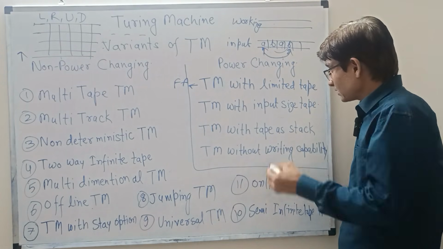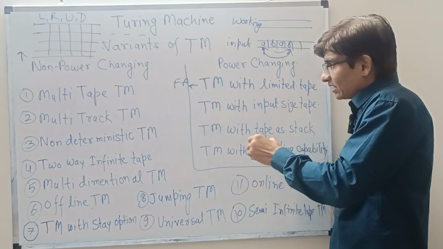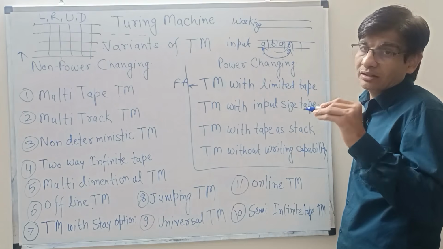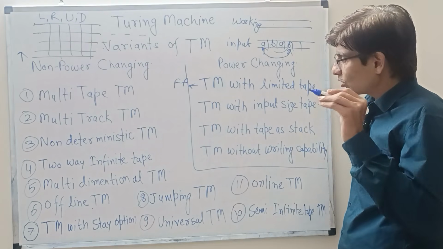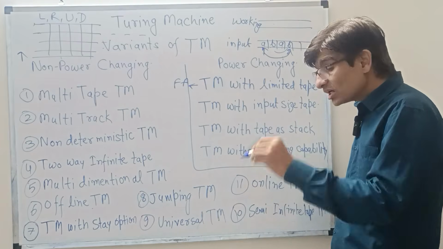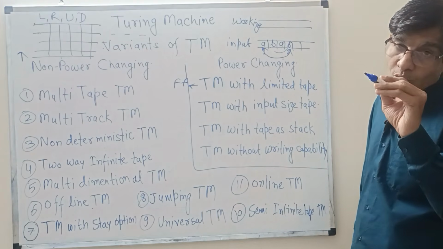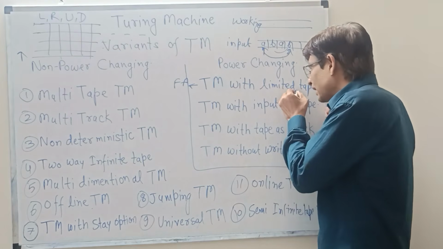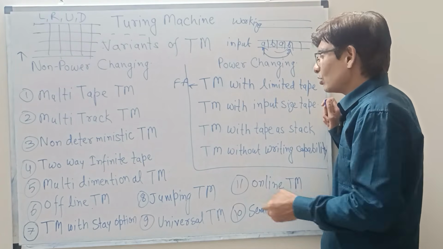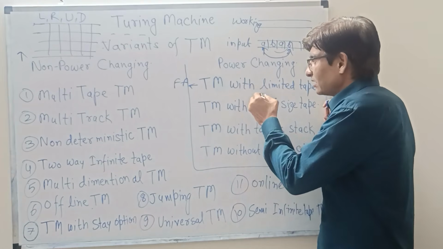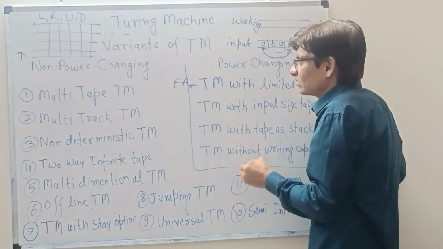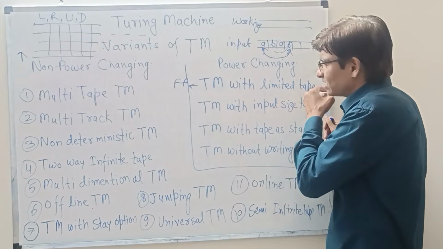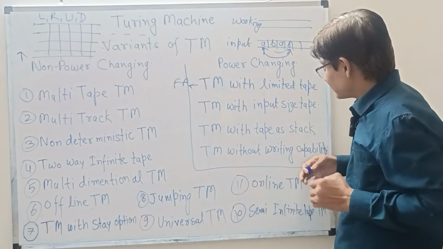And as you know, finite automata can accept only regular languages, while Turing machine can accept all kinds of languages. So it means if we have a limited size tape or a fixed size tape, then the power of Turing machine will be decreased.